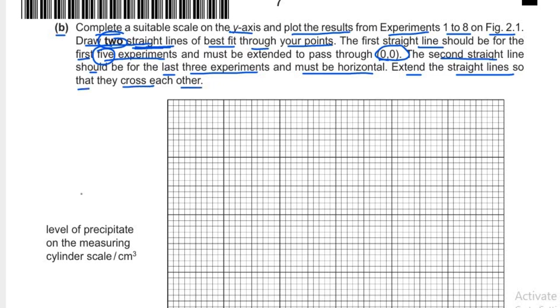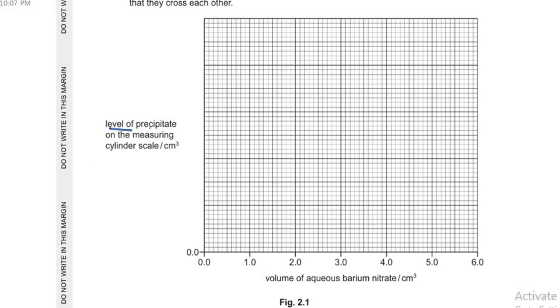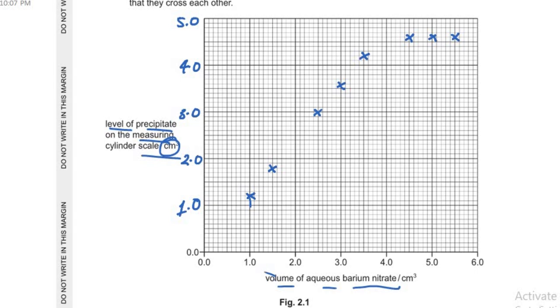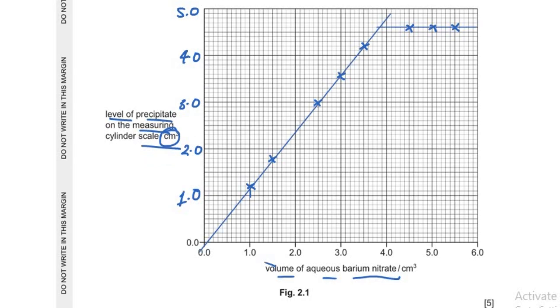Now here is the scale graph grid where we can see that on the y-axis we have the level of precipitates on the measuring cylinder scale in centimeter cube, and on the x-axis we have the volume of aqueous barium nitrate. Remember, we need to draw crosses so that the points are very clearly visible. So now here we have plotted all the points. Now let's join all these points with 2 straight lines. So now here are the 2 intersecting lines, one passing through 0 and the other through the last 3 points, which are again joined by a straight line, intersecting at this point.